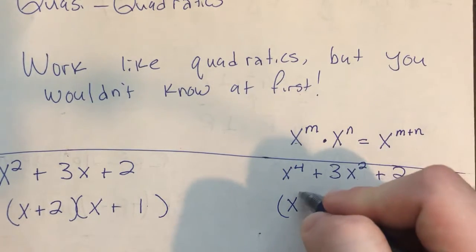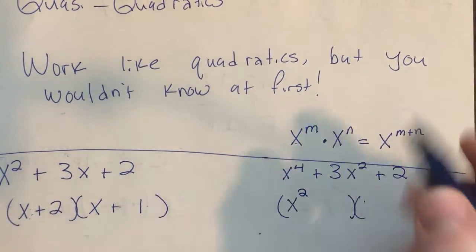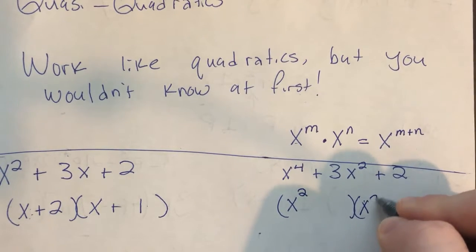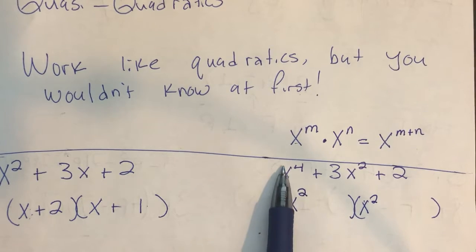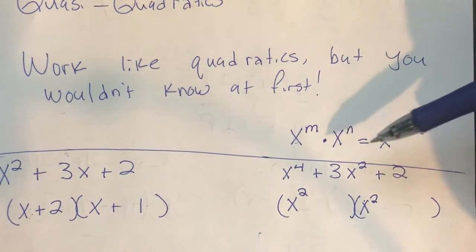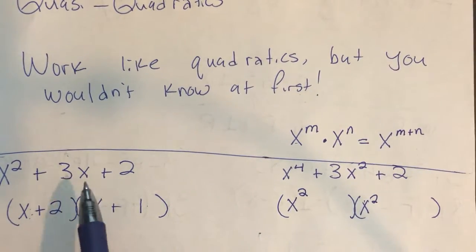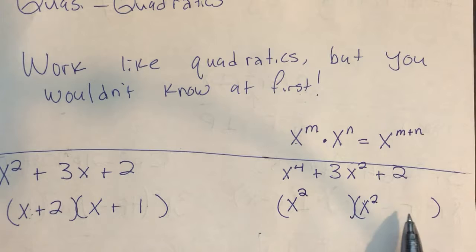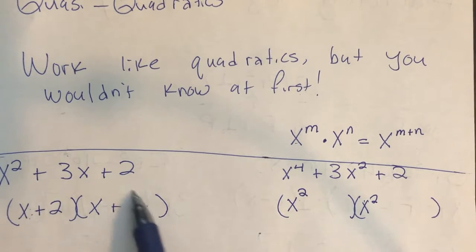So now, how do I get x to the fourth? Instead of x, I'm going to do x squared, because notice, x squared times x squared gives me the x to the fourth. Now observe here how I also have an x squared. So now, unlike here, when I multiply my number here, I get something times x. When I multiply my number here, I'm going to get something times x squared.